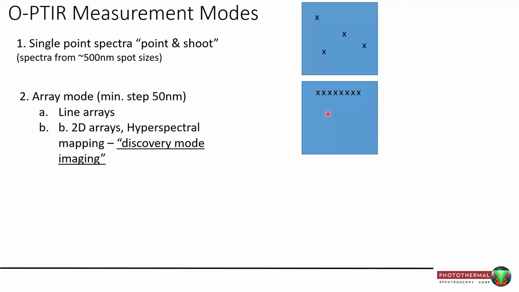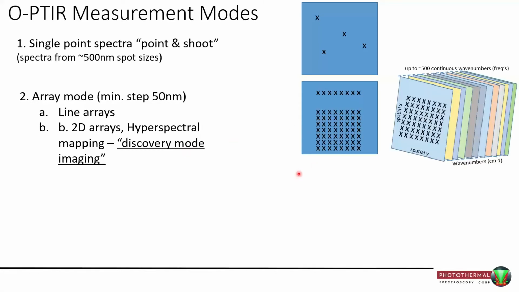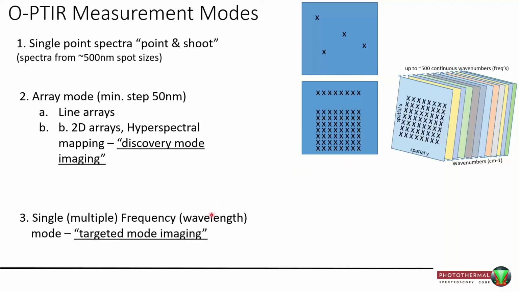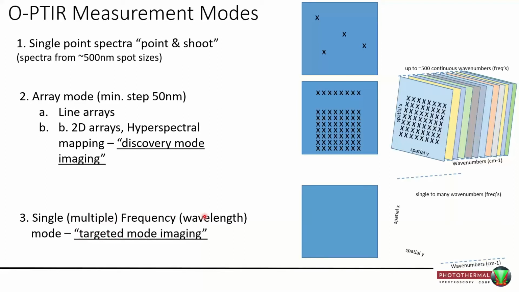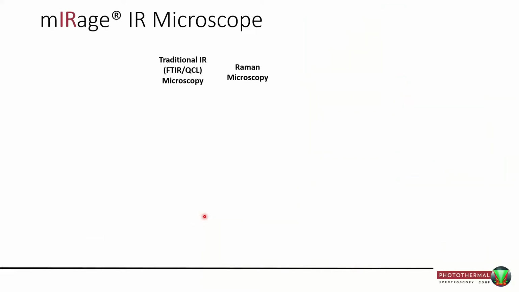Or you can work in a more traditional mapping mode, hyperspectral mapping. I call that discovery mode, perhaps where you're not sure what's changing. And then you've got obviously a 2D array, and then with the spectrum it becomes a three-dimensional data cube. Or if you know what you're looking for, hence the term targeted imaging mode, you can work with single frequency. And this is just by virtue of the properties of the QCL, which enable you to focus on only certain wavelengths and not every single wavelength. So that can speed things up dramatically.